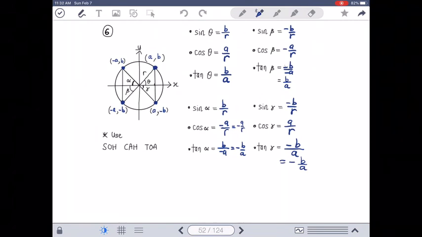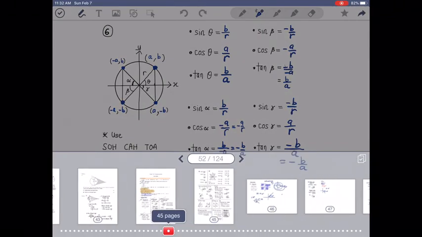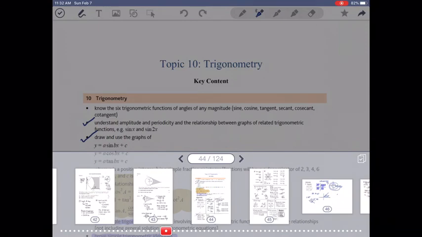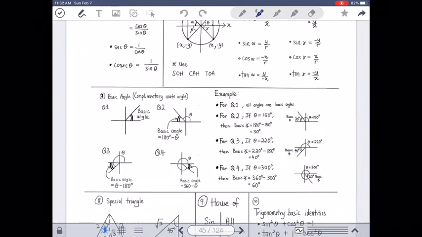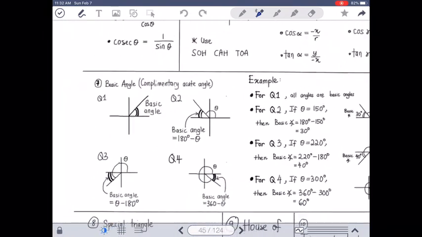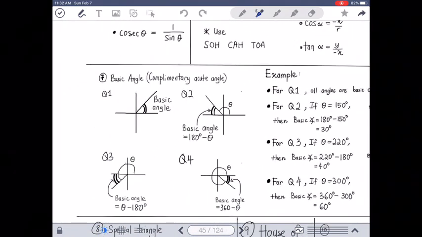So for the next video, we will talk about properties number 7. We've done with 5 and 6. So we are going to have a look at 7, which is the basic angle or the complementary acute angle.